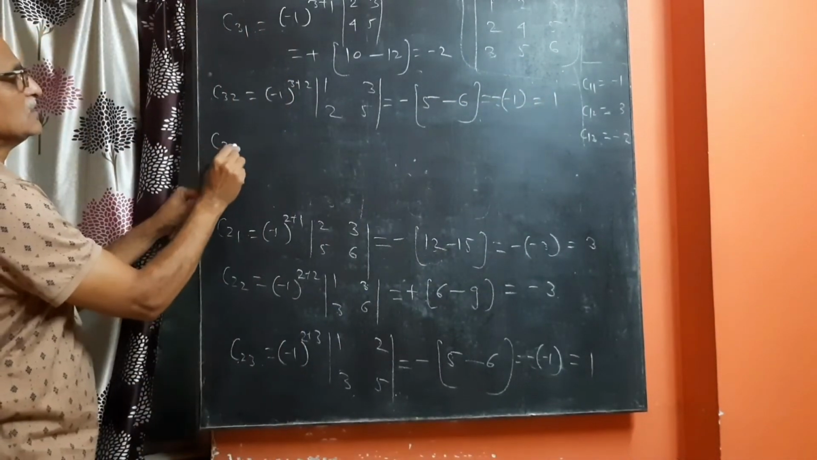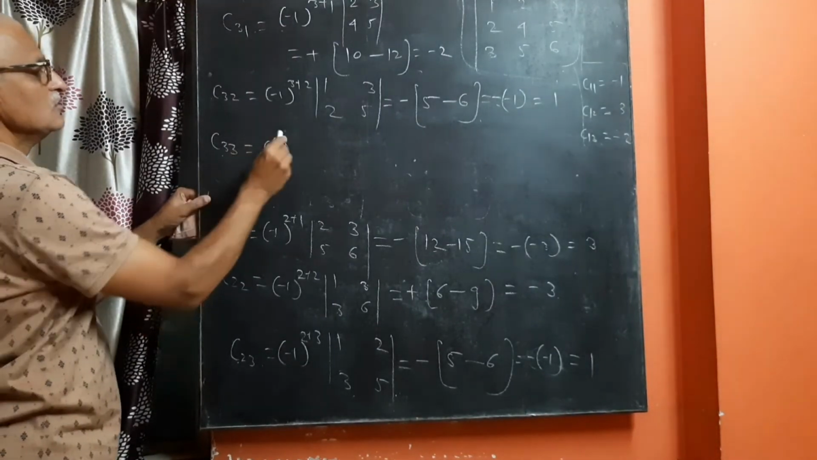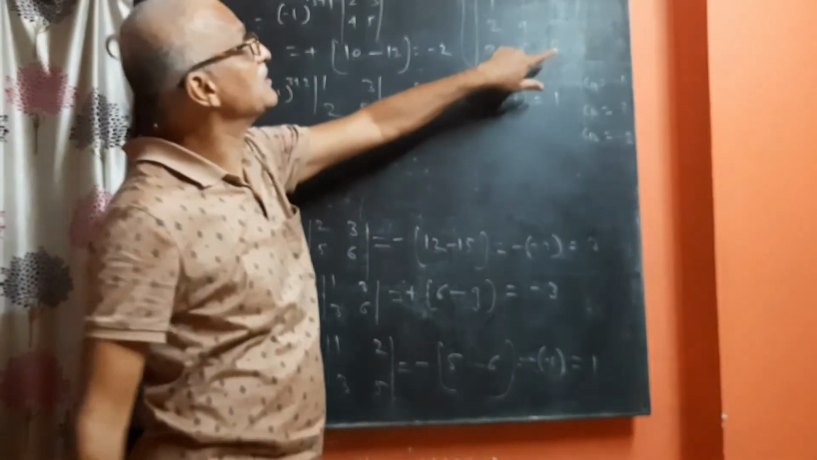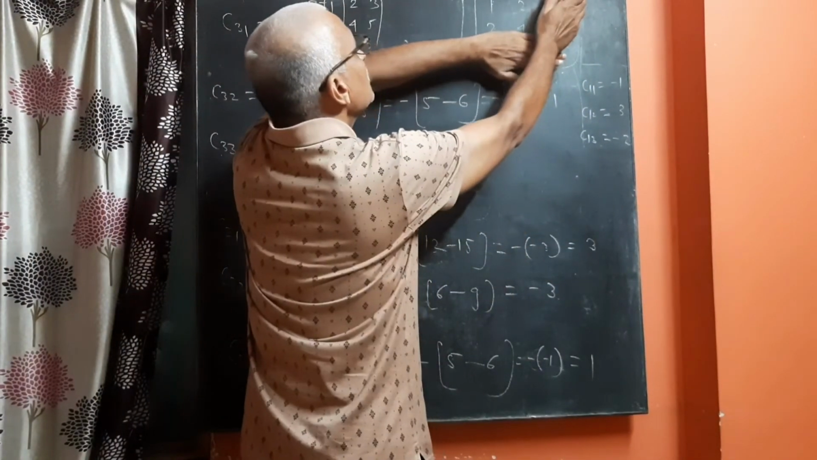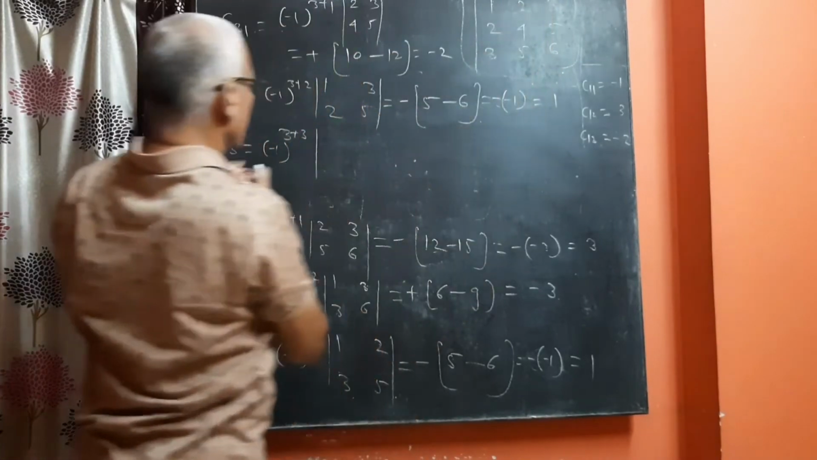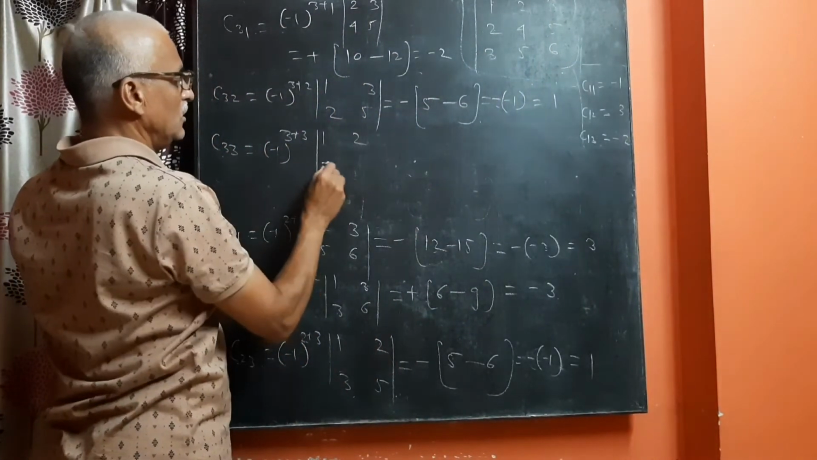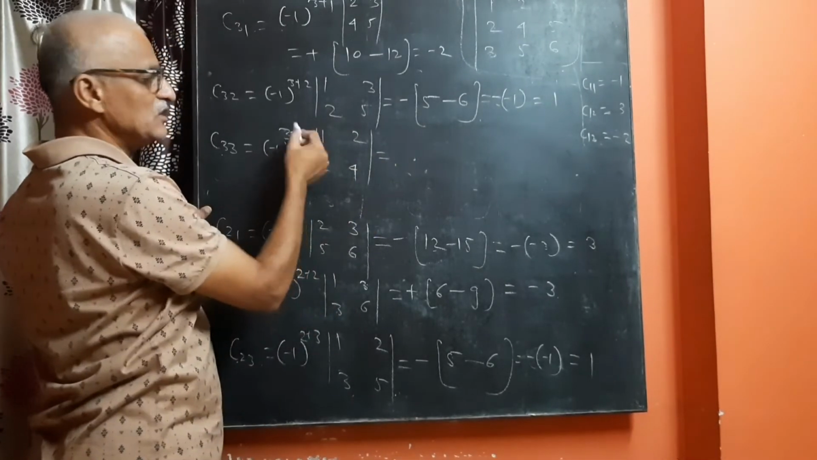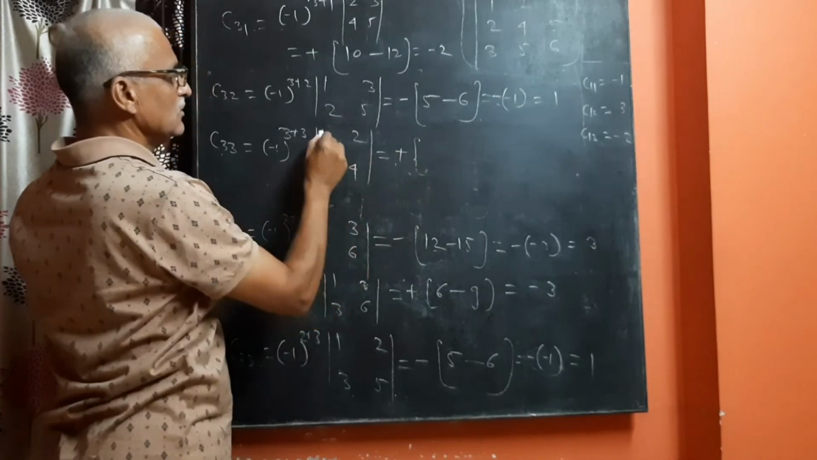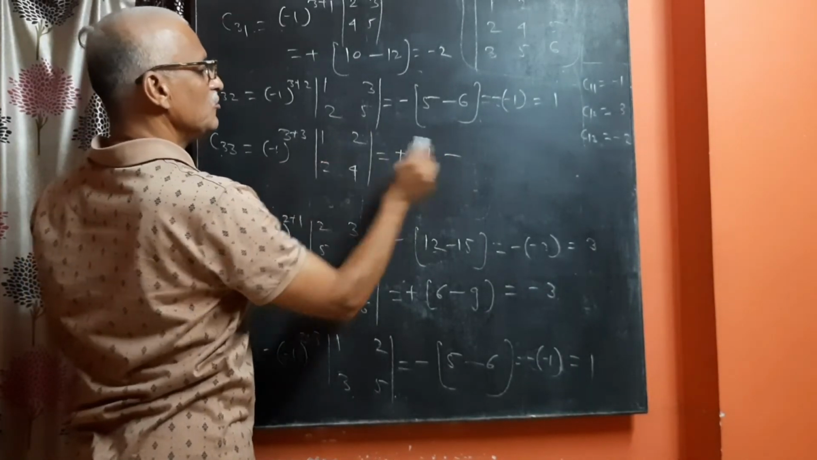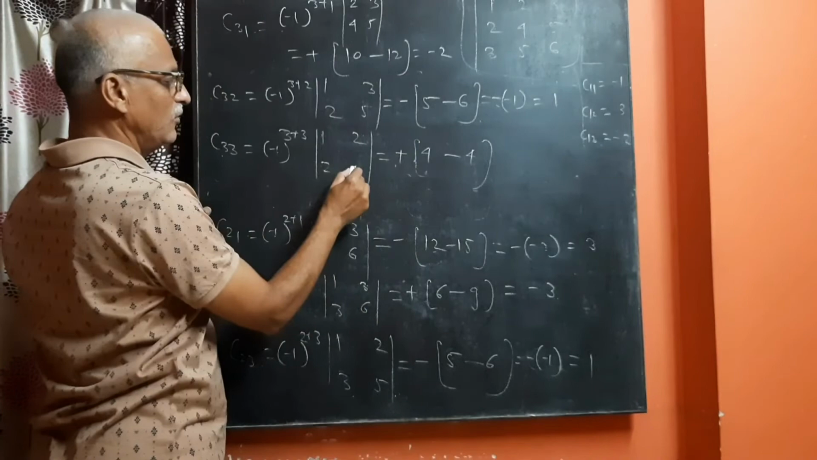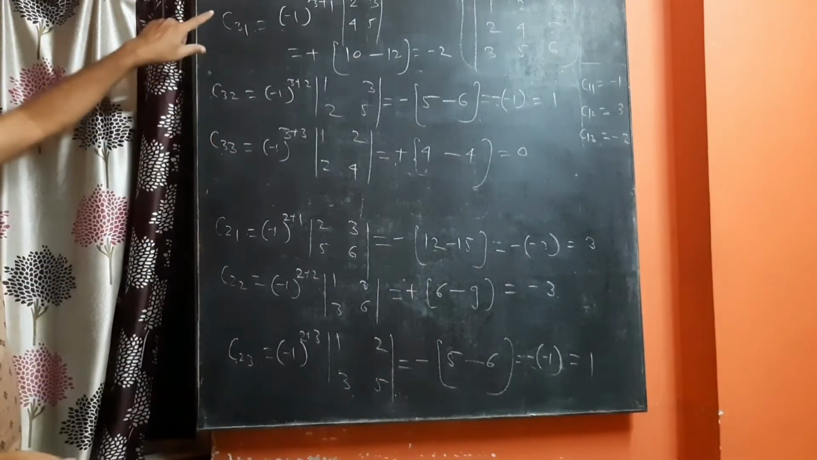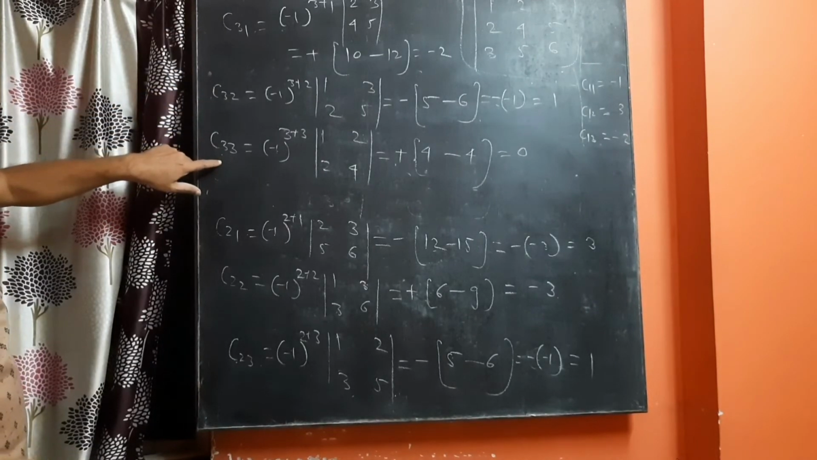Then last one C33 equals to minus 1 raised to 3 plus 3 into determinant of C33 means 6 का पोजीशन, ये और ये गया. रिमेनिंग आर 1 2 and 2 4. 1 2 2 4. That is equals to minus 1 raised to 6 is 1. That means positive. 1 into 4 is 4 minus 2 into 2 is 4, 1 into 4 minus 4, that is equals to 0. So C31 C32 C33 हम लोग को मिला है.